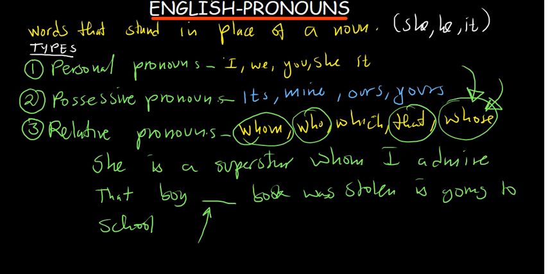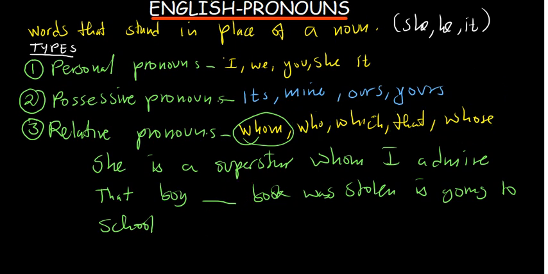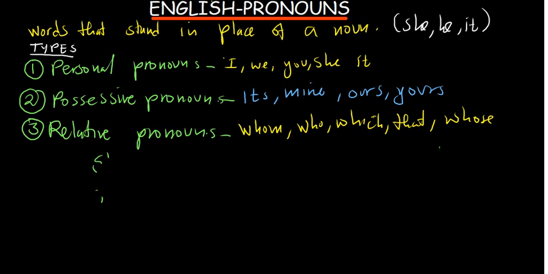So this book we are talking about belonged to that boy. So that is why we are saying that boy whose book was stolen is going to school. So we're going to use a relative pronoun, and that relative pronoun is also showing possession. It is showing that the book we are talking about belongs to someone. So we should be able to know this because in rewrites they are going to bring different ones, and they can bring them in different forms.